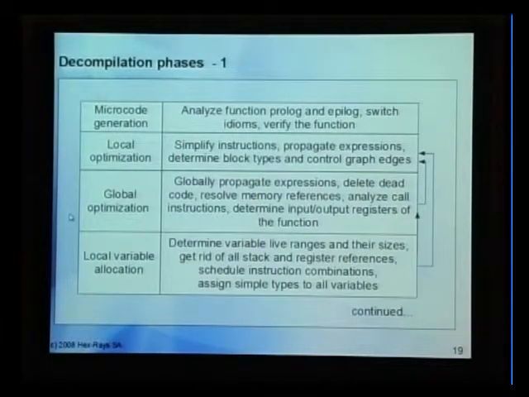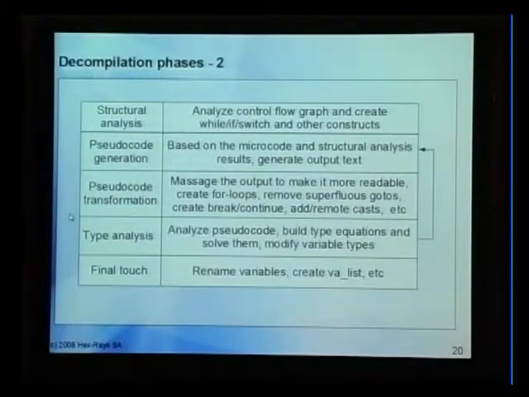The next step is to analyze everything globally. There we perform data flow analysis and delete dead code and other stuff. Then we allocate registers, allocate local variables. In fact, we replace registers by local variables. And after that, we have the remaining steps. We do something called structural analysis. We try to extract the control structures like while, if, switch, and other things that you use in high-level languages. And after that, we can generate code, pseudocode.